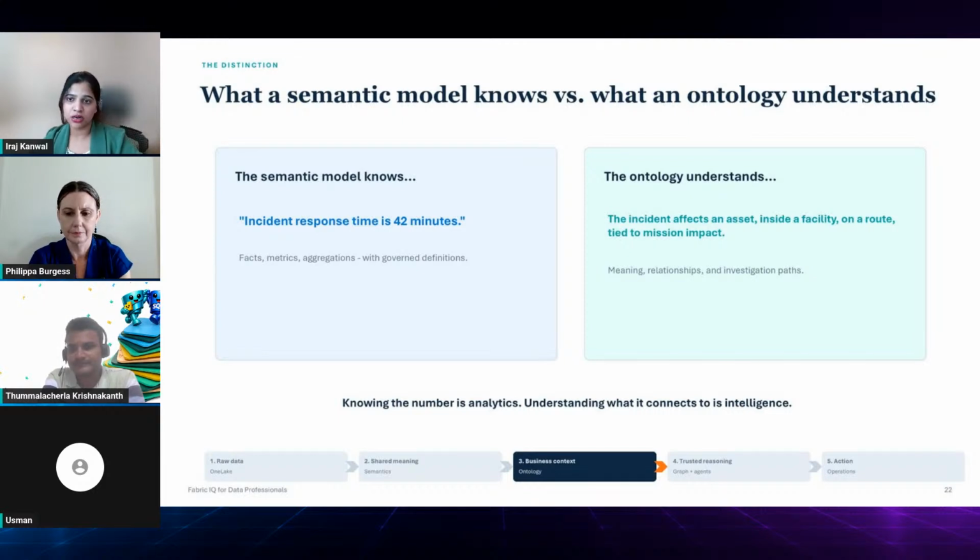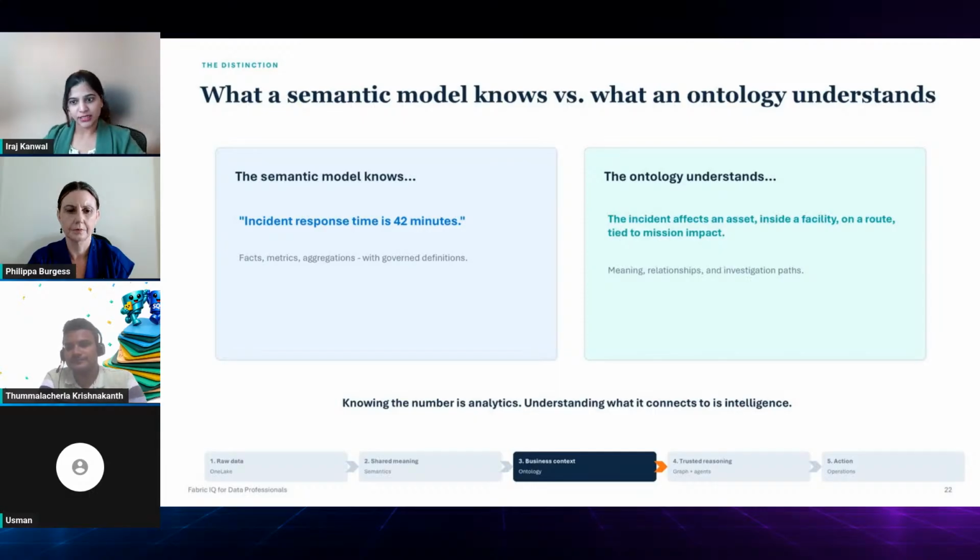Now that we have talked about the semantic model and ontology, what's the difference? What does a semantic model know versus what an ontology understands? A lot of people come with this question and have confusion in mind: now that we are talking about ontology, how does it differ from semantic models, and what is the comparison between the two? In this slide, we are going to talk about what a semantic model knows versus what an ontology understands, and that is going to be the distinction between the two.